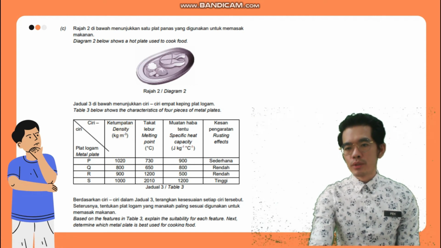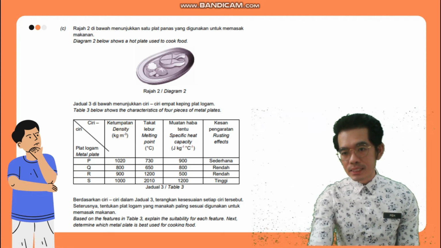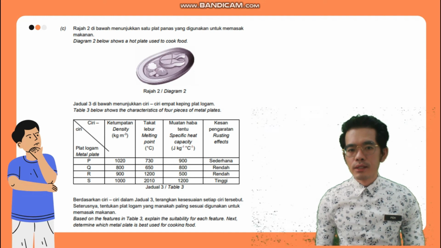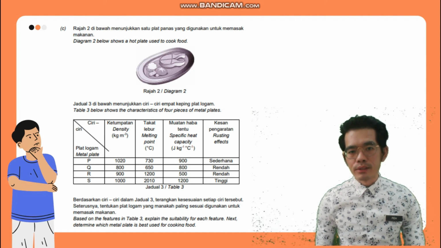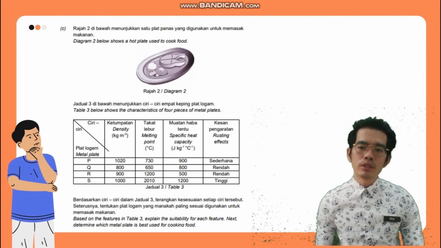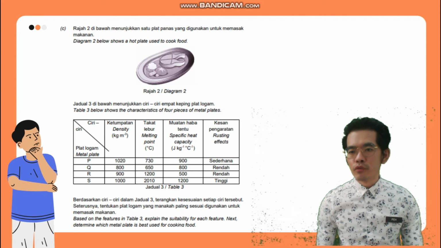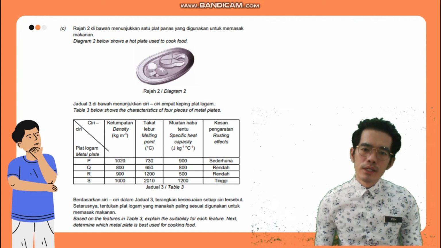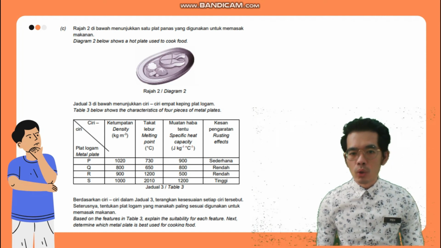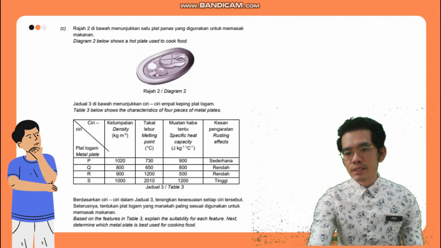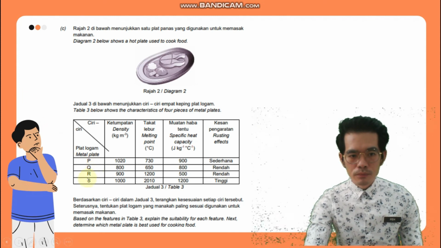So I think the best metal plate is the one with low density, so that the plate will be lighter, easy to carry. This is the first. And the second, we have to choose the higher melting point, so that the metal plate will not easily melt at high temperature. The third characteristic we select is the low specific heat capacity, so that the food can become hot quickly. And the last one is that the rusting effect must be low, so that the metal plate will not rust easily. So we choose metal plate R.